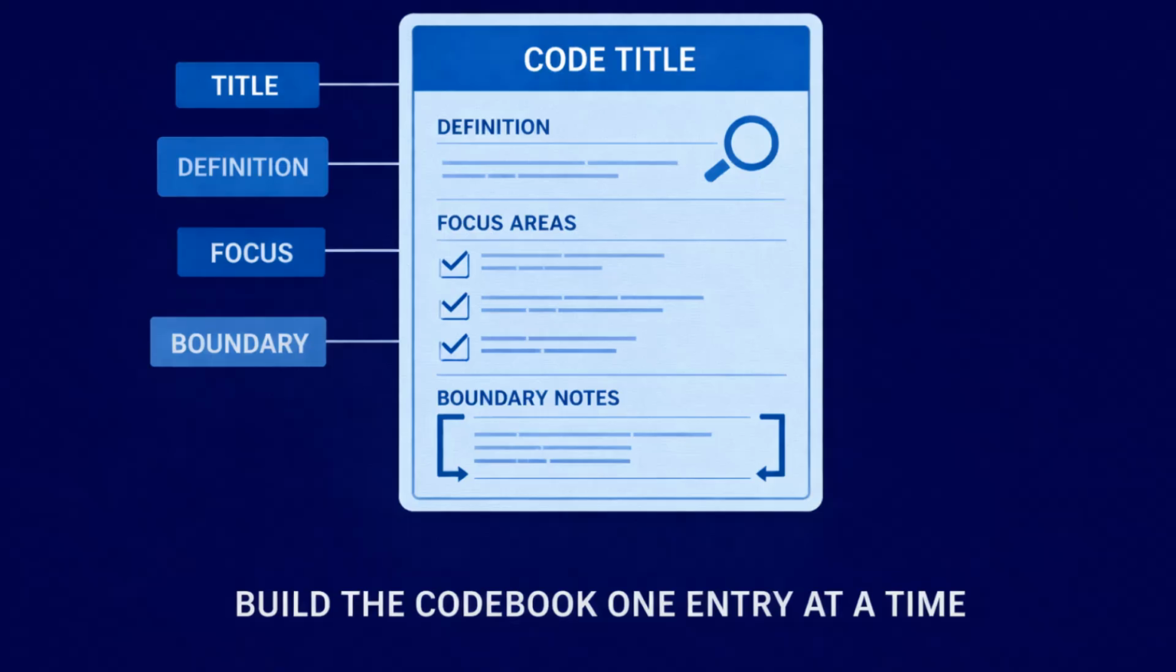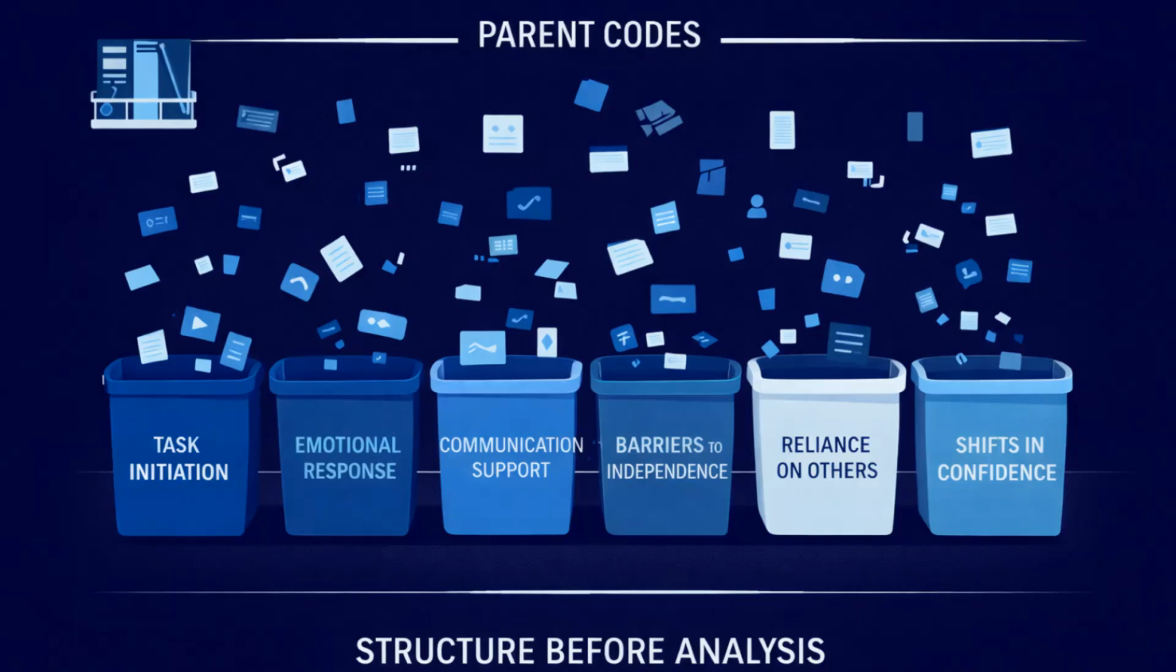If the parent code is the broad container, the working code is the more precise label that names what is happening within that container. This is where it helps to imagine the codebook as an actual document you are building. One entry contains the code title. Under that comes the definition, which states what the code is for. Then come the focus areas, which signal the kinds of material likely to belong there. Then come the boundary notes, which clarify where the code stops, where it overlaps, and when another code may be a better fit.